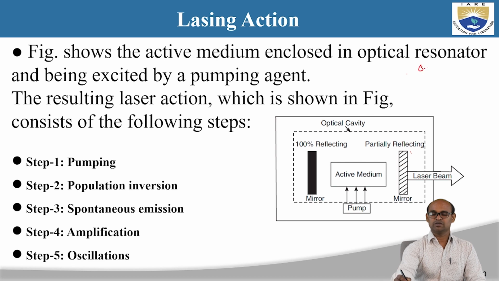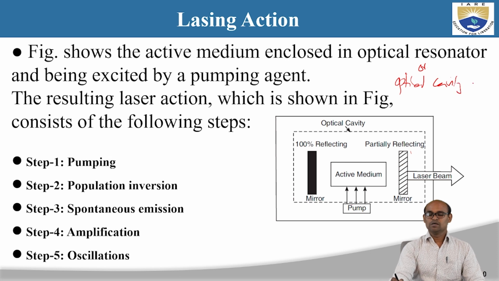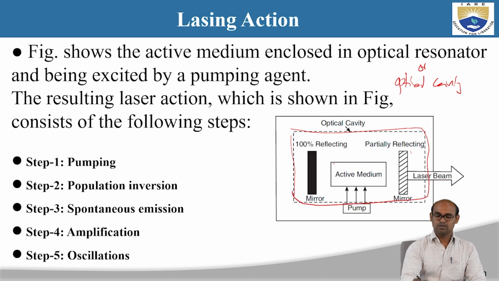This optical resonator is also called an optical cavity, and it is represented here by this dashed line. So this completely is an optical cavity or optical resonator. An optical resonator contains two mirrors. One of them is 100% reflecting and one of them is partially reflecting. The partially reflecting mirror is always in the front and the 100% reflecting mirror is always at the back. In between these two mirrors, you have the active medium.